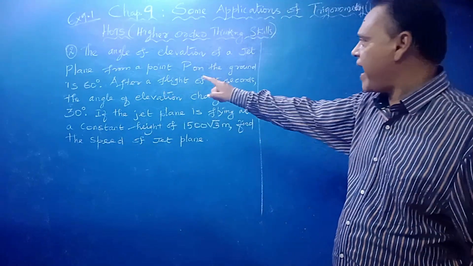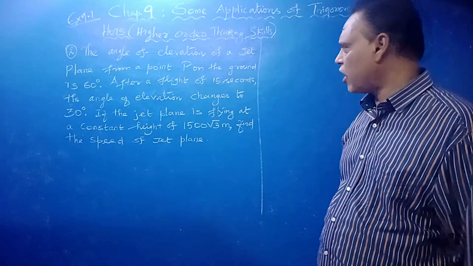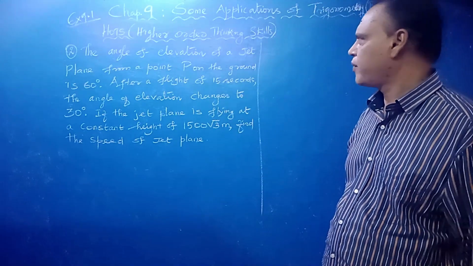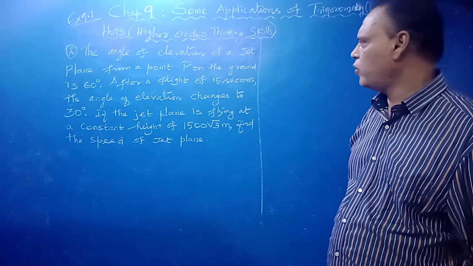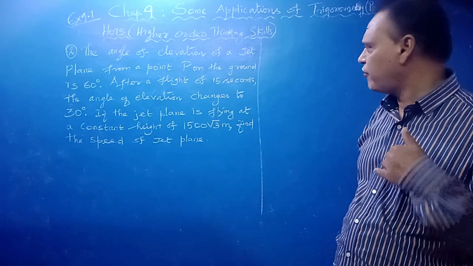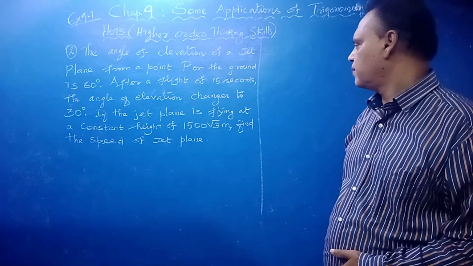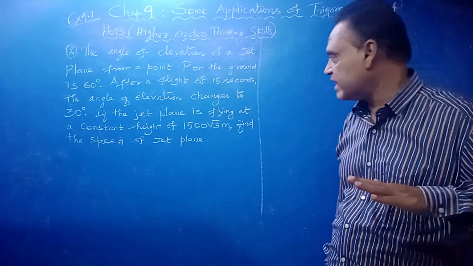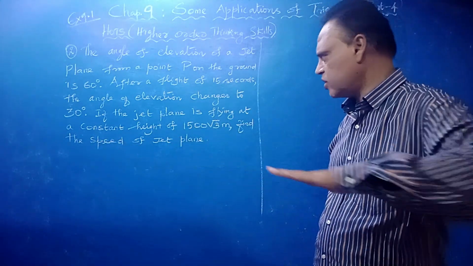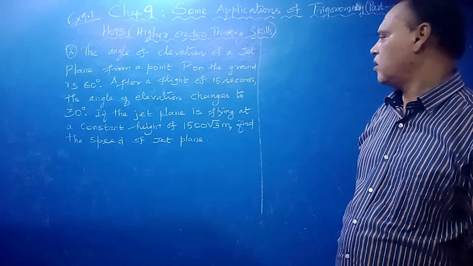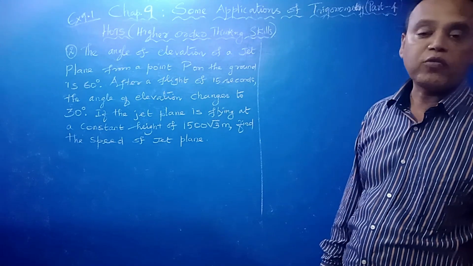Read the problem. The angle of elevation of a jet plane from a point P on the ground is 60 degrees. After a flight of 15 seconds, the angle of elevation changes to 30 degrees. If the jet plane is flying at a constant height, meaning it is flying straight at the same height, of 1500 root 3 meters, find the speed of the jet plane.